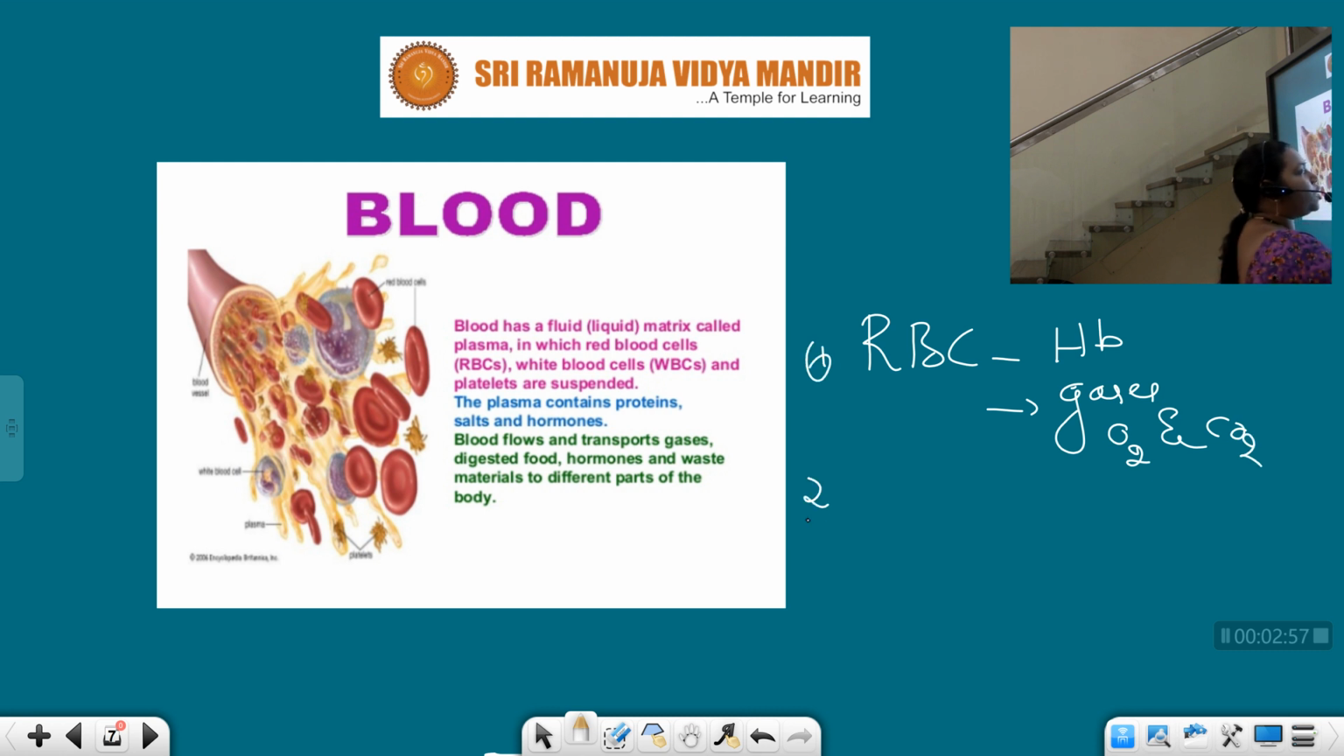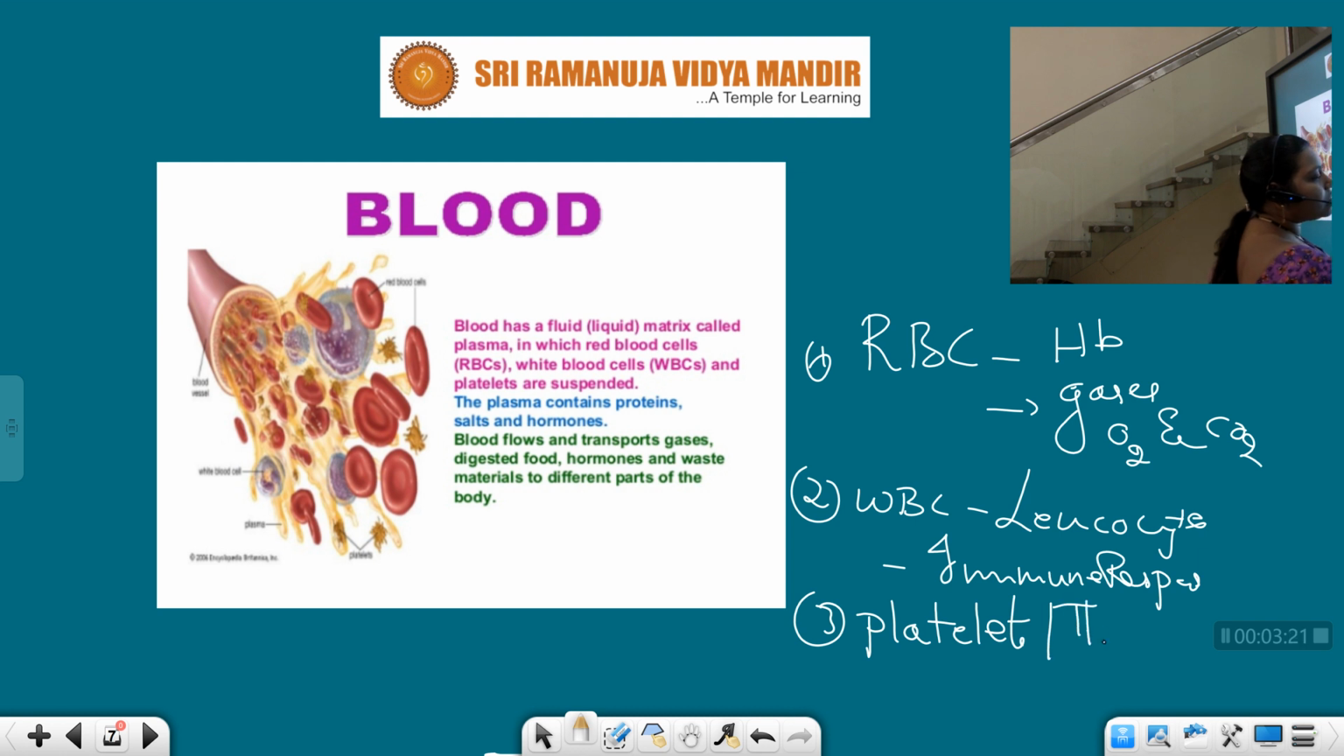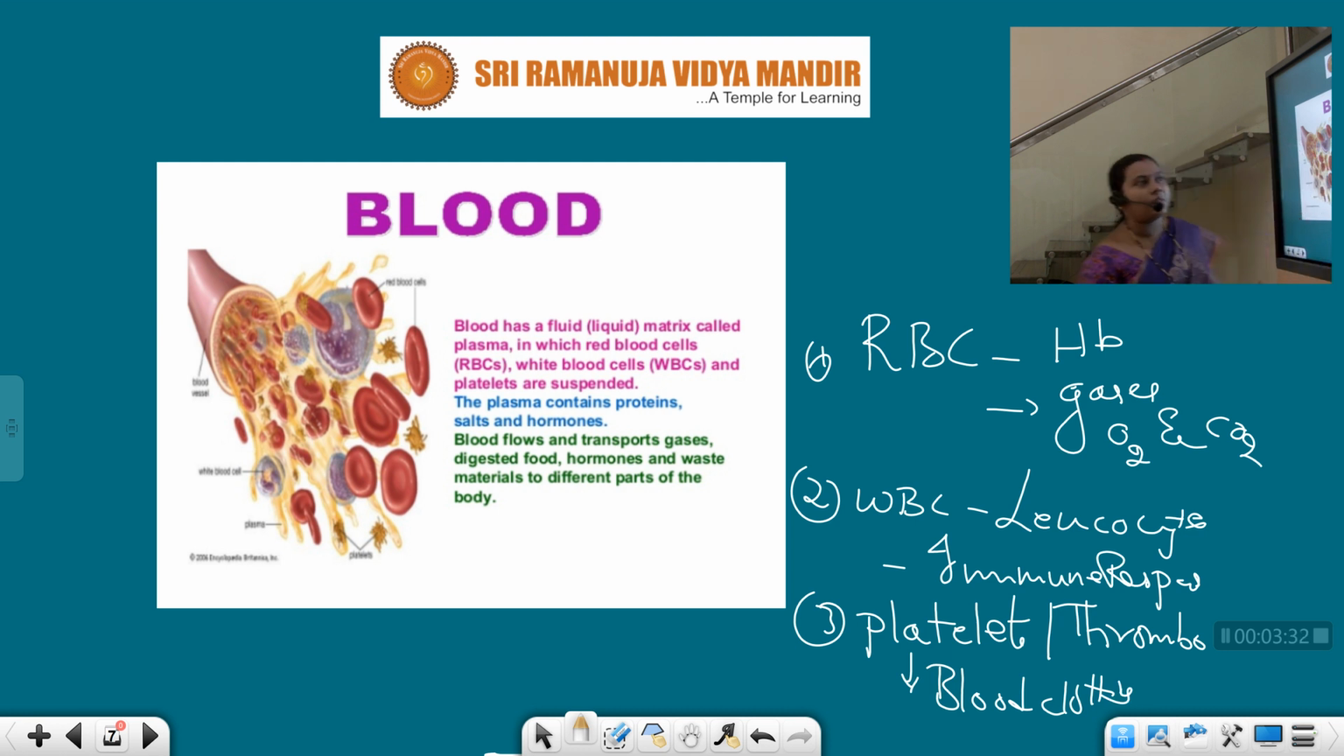And the next type is WBC. These are nothing but the white blood cells, also called leukocytes, and these leukocytes mainly take care of the immune response in our body. And the 4th type is, students, platelets, also called thrombocytes. These thrombocytes mainly help in the process of blood clotting. These are the different types of blood cells present in our body. Blood is a fluid connective tissue.